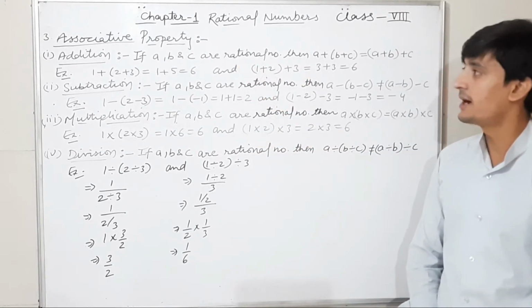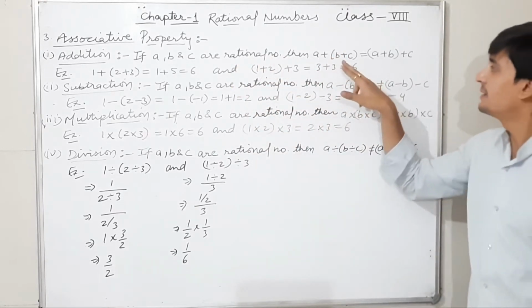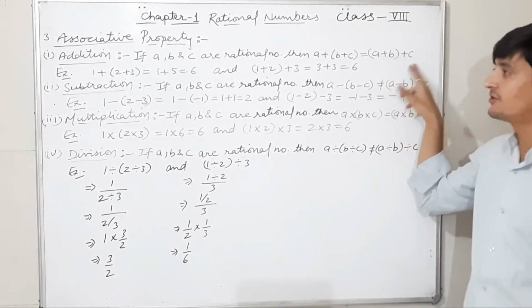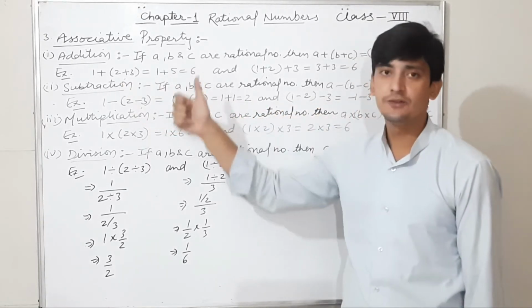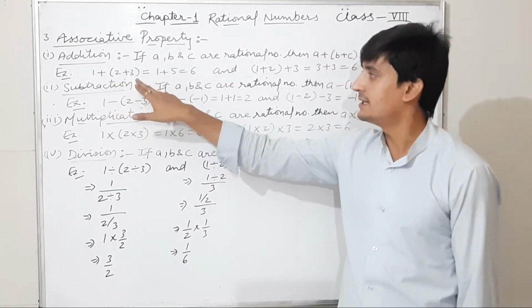Next property we have is the associative property. In this we will discuss addition. If a, b and c are rational numbers, then a plus bracket b plus c bracket close is equal to bracket a plus b bracket close plus c. For example, let's suppose a equals 1, b equals 2 and c equals 3.